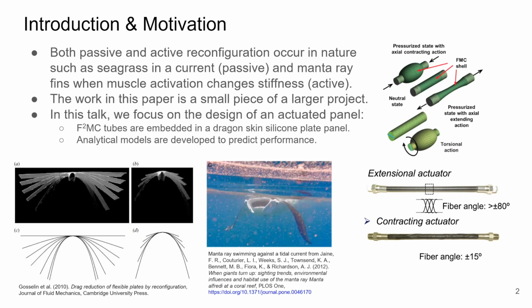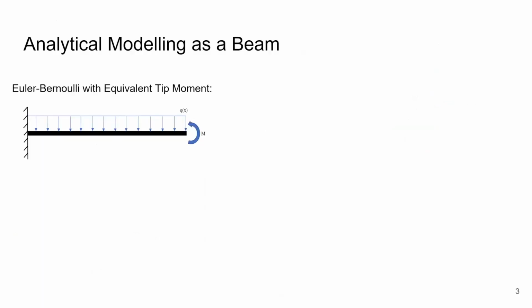The work in this paper is a small part of a larger project aimed at subjecting plates to an oscillatory heaving motion, where they will undergo active reconfiguration or controlled shape change in order to better understand complex fluid structure interactions. In this talk, we focus on the design of an actuated panel made of flexible fluidic matrix composites, F2MC tubes, embedded in silicone, as well as the analytical models developed to predict the shape of the actuated panels.